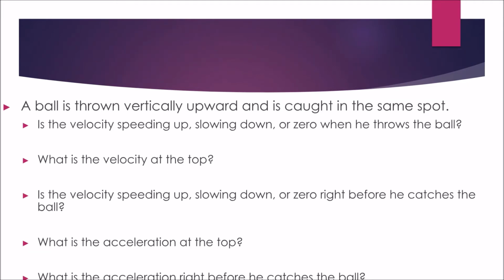A ball is thrown vertically upward and is caught in the same spot. Is the velocity speeding up, slowing down, or 0 when he throws the ball? The velocity is slowing down. What's the velocity at the top? At the very top, the velocity is 0 as the ball stops and turns back. Is the velocity speeding up or slowing down right before he catches the ball? It's speeding up because now the velocity and the acceleration are both in the same direction.